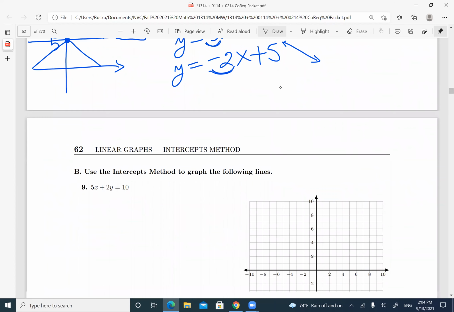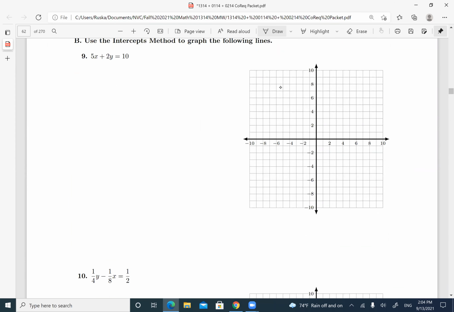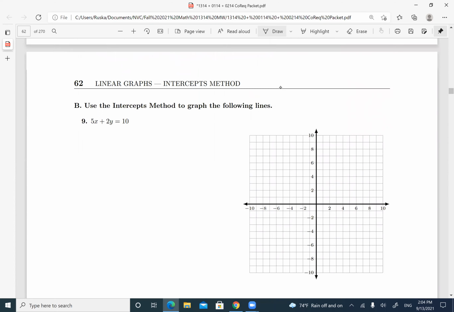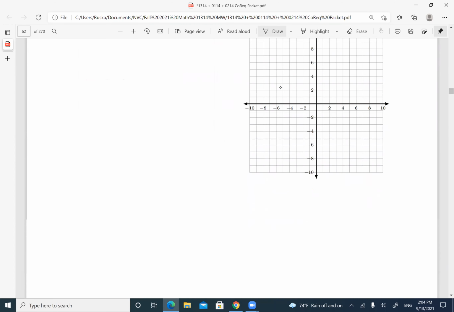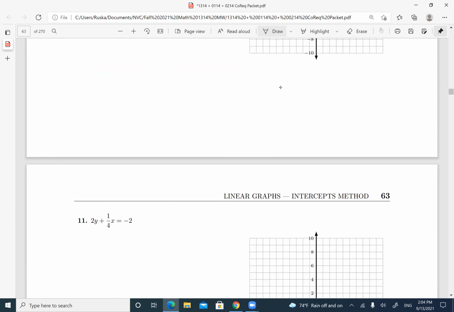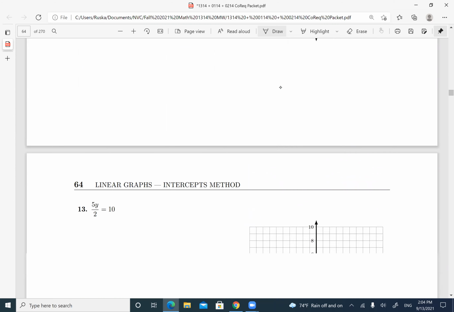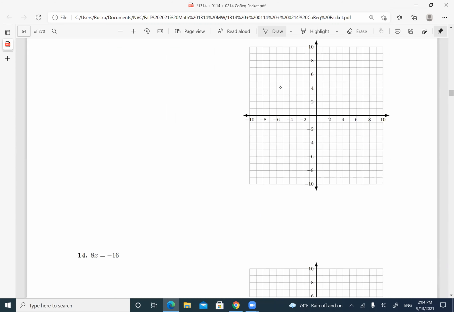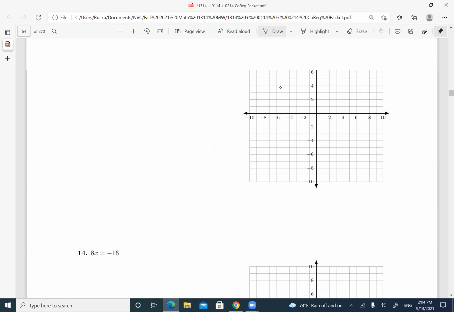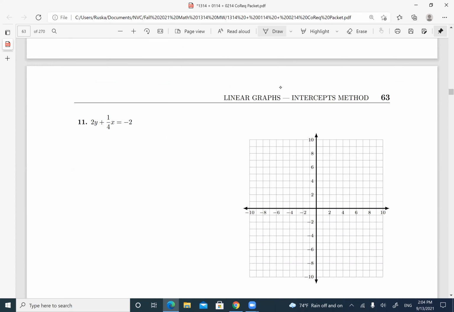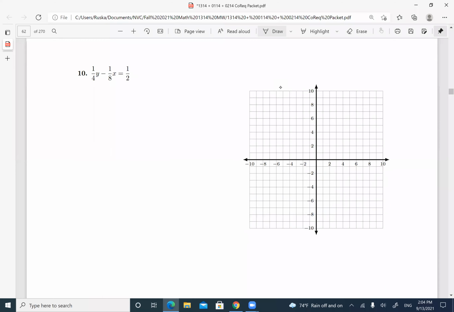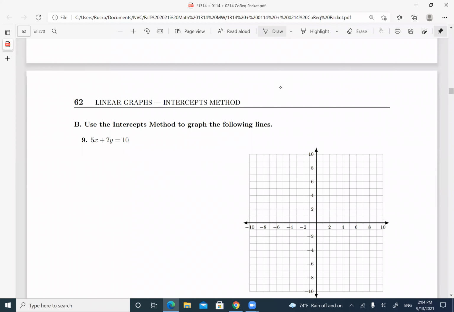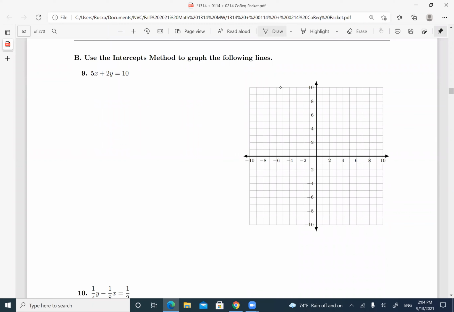And then here we have to use the intercept method again to graph these lines. We're on page 62. We have a few more examples, and this is what you're going to finish today. Graphing with, no, not slope intercept, sorry. We're going to use the intercept method to graph. So we just have a few more examples of graphing a straight line using the intercept method, which means finding the x-intercept and the y-intercept and then graphing the line.